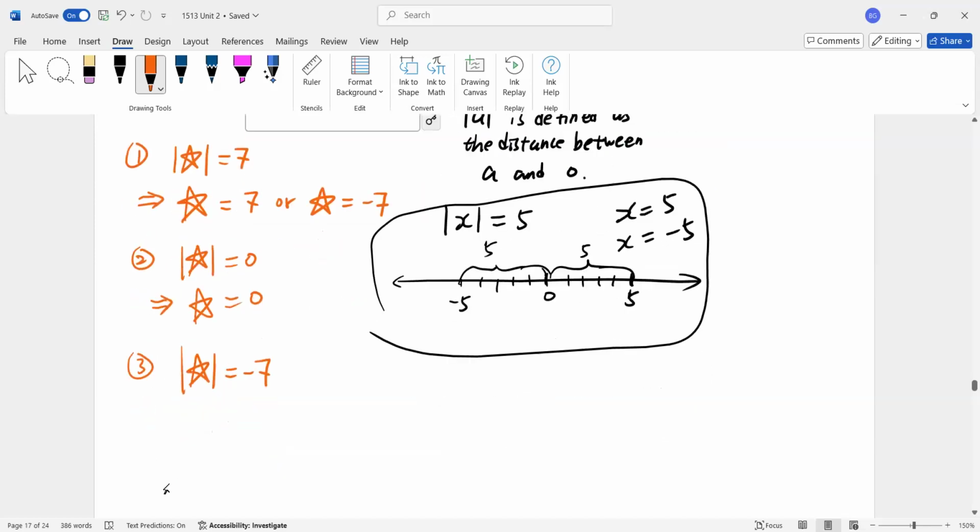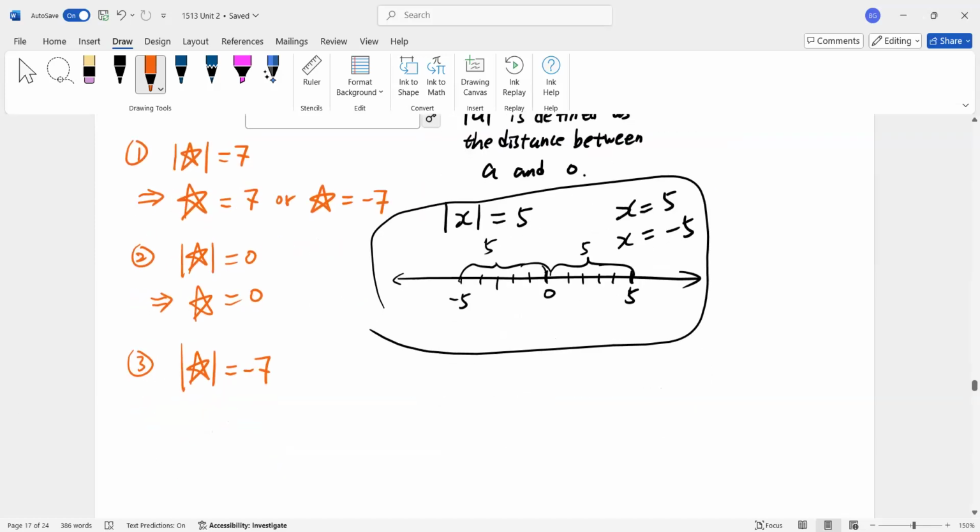What if you see something like number 3? The left side is an absolute value. Inside the absolute value, you could have x or an expression in x. On the right side, you have a negative number, for example, -7. What do you think, guys? I'll give you a little bit of time to look at this equation. How do you solve this equation?